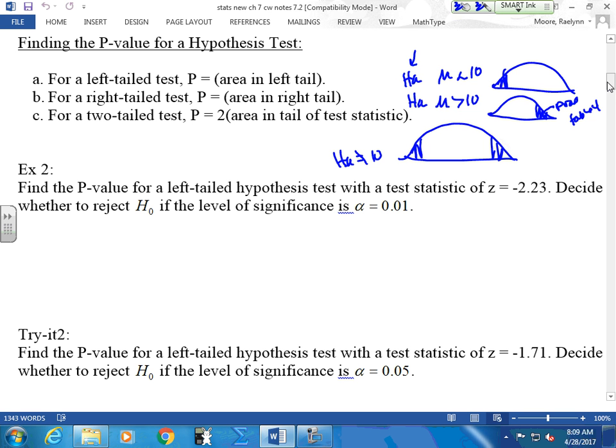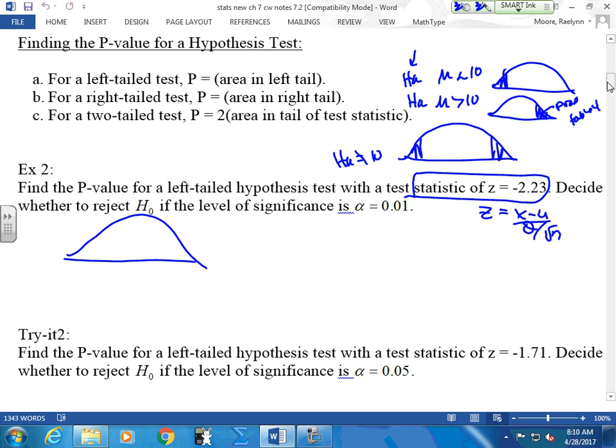Find the p-val for a left-tailed hypothesis test with a test statistic. In other words, they got this from your z-score formula. They already worked that all out, and they got a z-score answer. So now, we know where your z-score is. I need to find my p-val, taking a step backwards. I'm a left-tail test. Start like this.